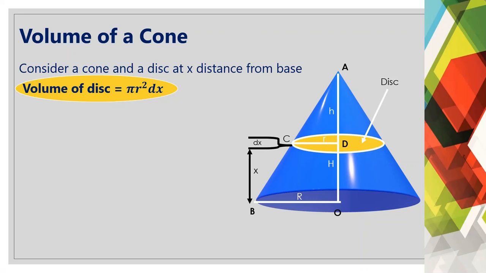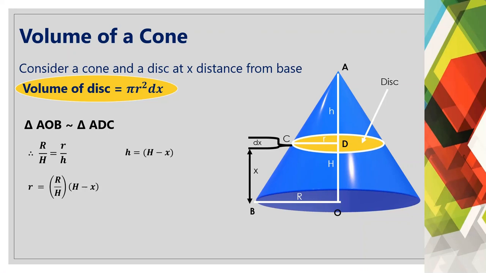Now, if we see the triangles AOB and ADC are similar right angle triangles, making the ratio of their similar sides equal. So capital R divided by capital H is equivalent to r divided by h. Also, from the triangle, small h can be replaced by capital H minus x. This provides a relation between r and x, and r becomes a function of x.